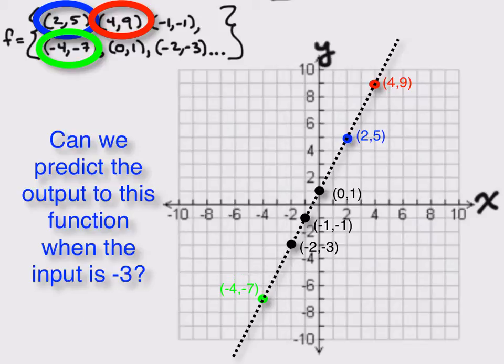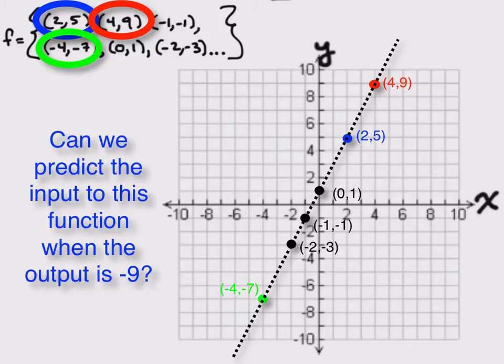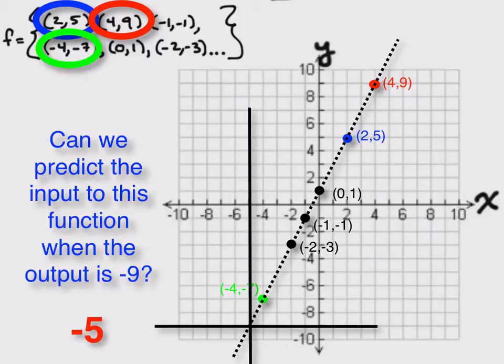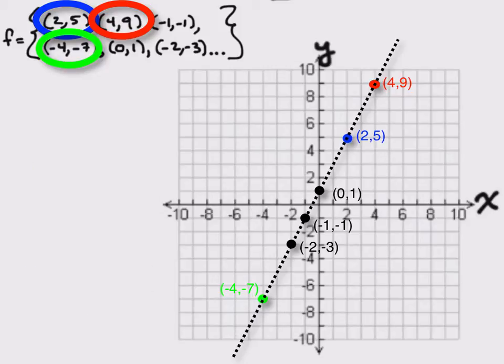Well, can we use this to predict the input to this function when the output is -9? Absolutely. Let's find -9 on the output axis, and it appears that the input that goes with that should be -5. So, just goes to show that being able to draw a picture of these input-output pairs graphically might really help us understand a little bit more about the relationship.